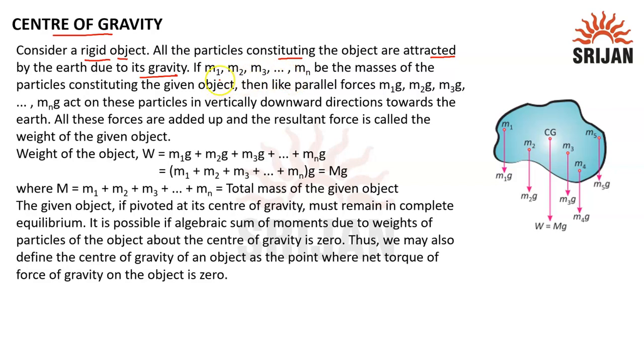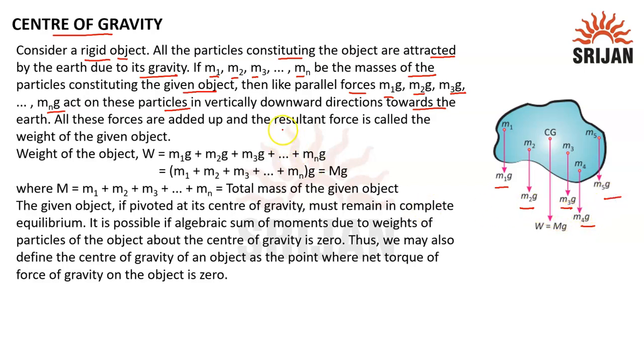So, here if m1, m2, m3 up to mn are the masses of the particles constituting the given object. Here we have taken n different particles, and m1, m2 up to mn are the masses of those particles. Then parallel forces m1g, m2g, m3g up to mng act on these particles in vertically downward directions, towards the earth. Here we can see these are the weights acting downwards.